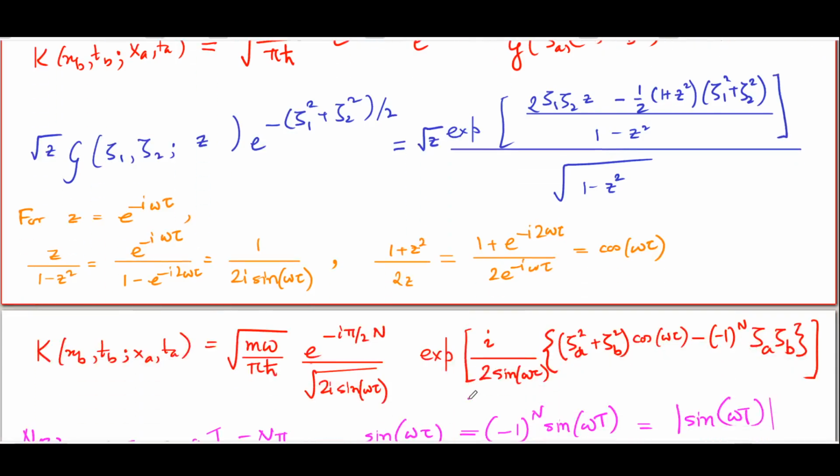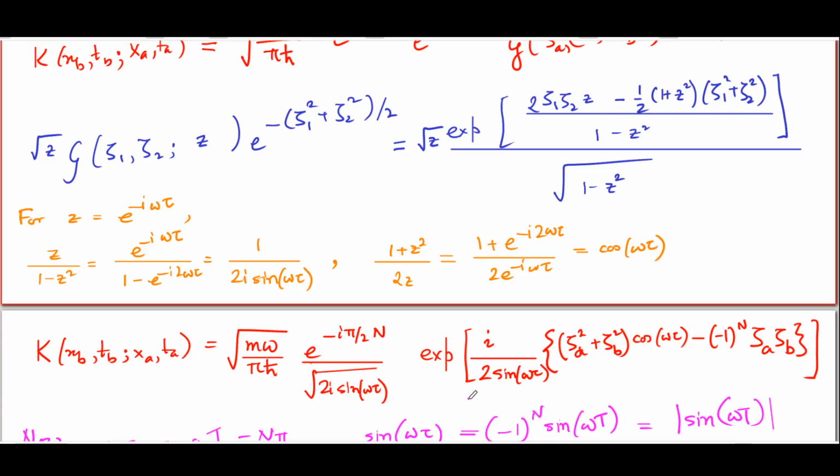Using these, we can put this back in our expression for the propagator, and you end up with an exact expression for a propagator which works for all capital T. Square root of m omega by pi h cross, times e to the minus i pi by 2 capital N, divided by square root of twice i sine omega tau, exponent of i by 2 sine omega tau, that's actually minus z by 1 minus z squared, so I'm changing the sign inside as well. Zeta a squared plus zeta b squared cos omega tau minus 1 to the n zeta a zeta b.